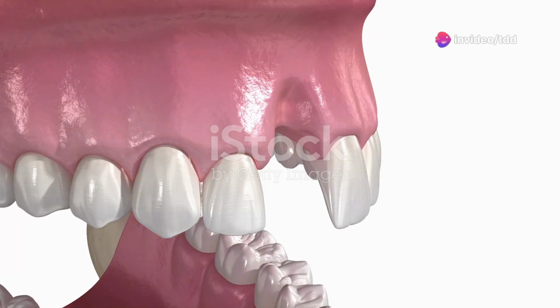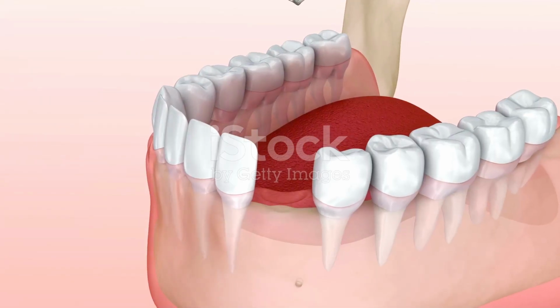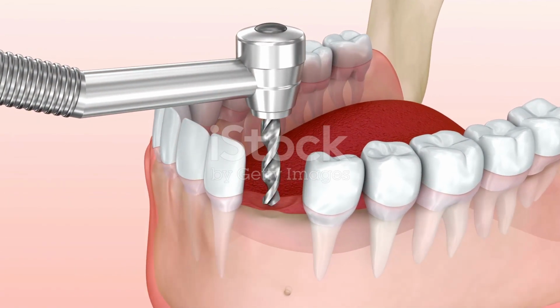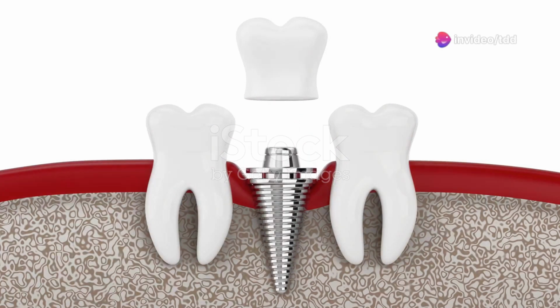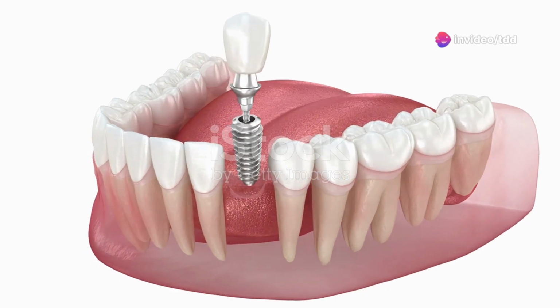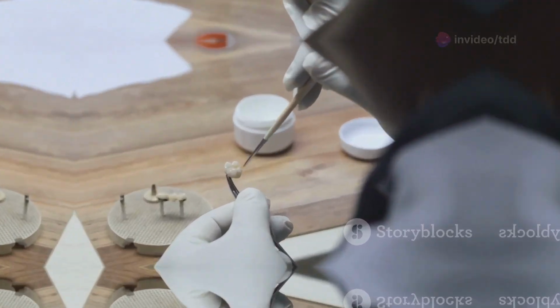Step 4. Healing phase, also known as osseointegration. After surgery, the implant needs time to integrate with the bone. This process, called osseointegration, takes about 3 to 6 months. During this phase, the bone fuses with the implant, creating a stable foundation for the final restoration.